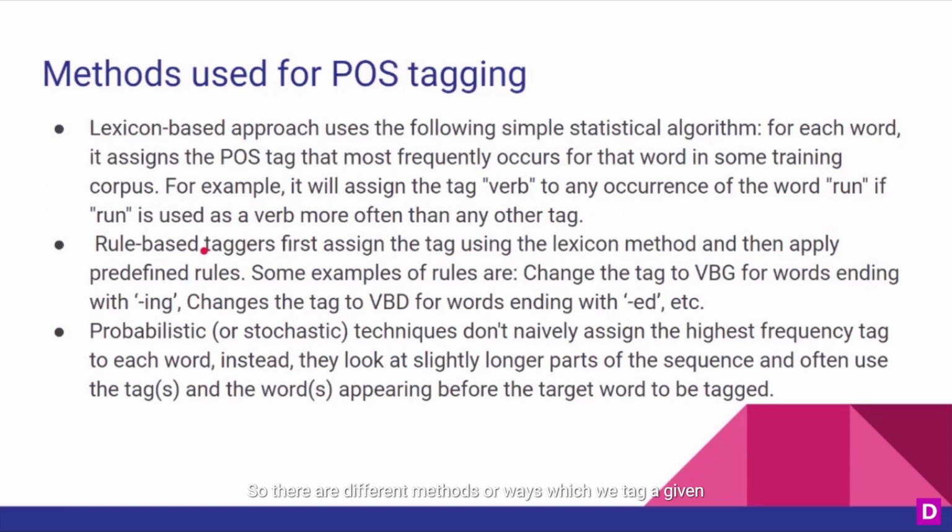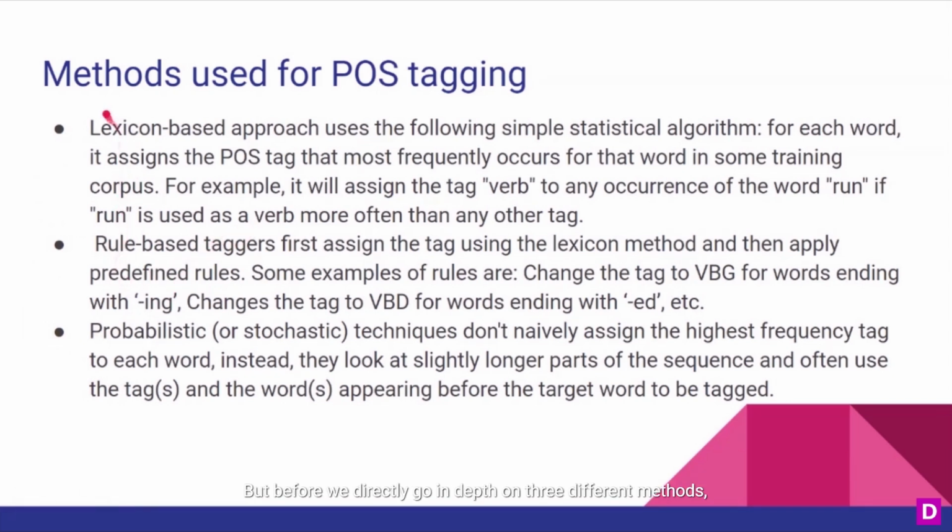There are different methods or ways to tag a given word with the associated POS tag. The methods can be broadly classified into three types: the lexicon based approach, the second one the rule based approach or rule based taggers, and the third one the probabilistic based approach. We will study in depth all three different methods which we implement in order to tag a word with the associated POS tag.